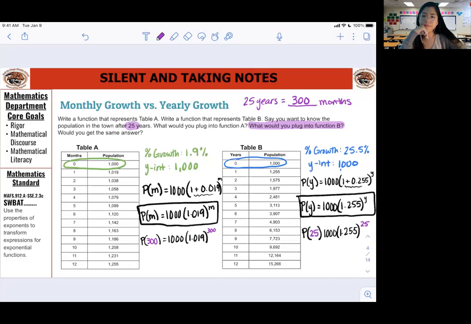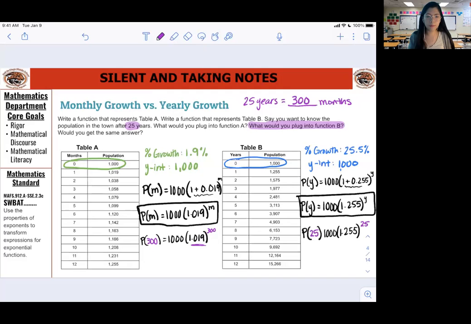Probably the same. Yeah, thought so too. Yeah, right? Because it's representing the same town, so it shouldn't be any different. So let's go ahead and check. In your calculators, I'm going to show this one more time to make sure we all know how to do it. I'll start with function A.